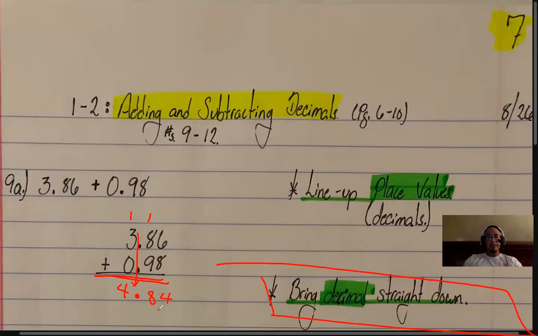It stays lined up. So the answer to 9A would be 4 and 84 hundredths, which hopefully makes perfect sense, because here we have 3 and about whatever. And then right here we add about 1, a little bit less than 1. So that makes sense. Moving on to the next one.